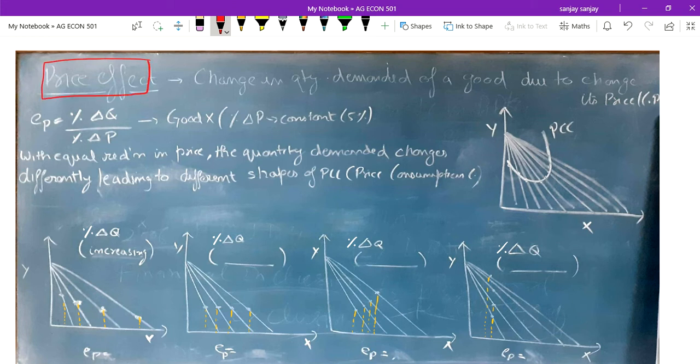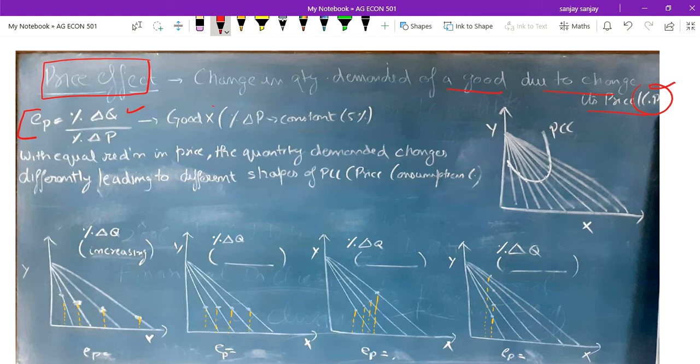You just studied: change in quantity demanded of a good due to change in its price when the prices of other things remain constant. That is, everything else remains constant. That is ceteris paribus, which is Latin for everything else remaining constant. And let's first understand this concept, price elasticity of demand. Price elasticity of demand is the percentage change in quantity demanded of a good you are buying divided by the percentage change in its price. It's a simple formula.